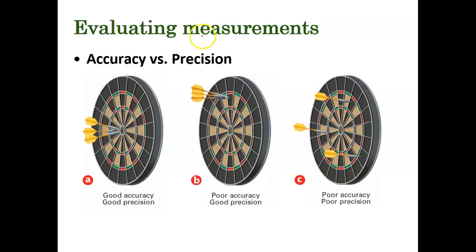This first one has good accuracy and good precision. Why? All of the darts are clumped together. That is precision. They are all on the target. That is accuracy. This is what precise and accurate looks like on a target. Over here, letter B, we have poor accuracy, but we have good precision. Here, all the darts are clumped together, but they're not near the target. This one has poor accuracy and poor precision. They're all over the place.